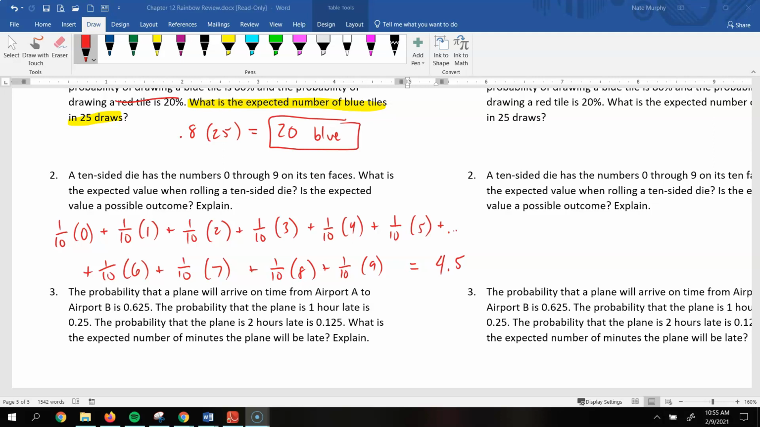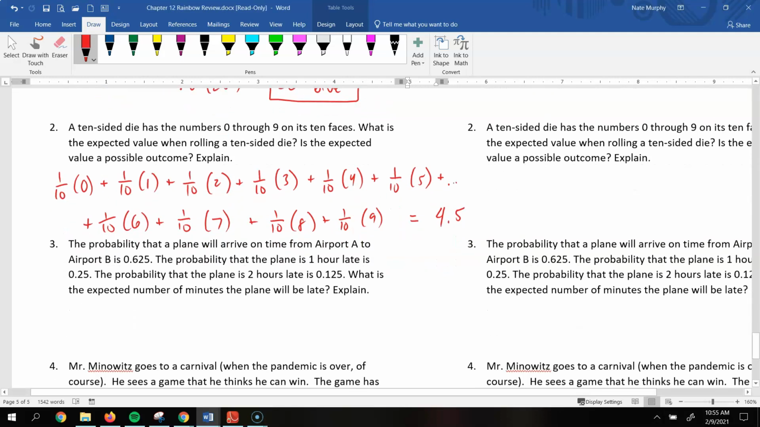So we have, again, 10 sides, numbered 0 through 9. Each of those sides has a 1 in 10 chance of happening. Now, you could type this all on your calculator. If you do that, it's going to be a real pain, but you're going to get your answer, if you do it all correctly, as 4.5. But there's a much faster way to do this same problem, especially on your calculator.